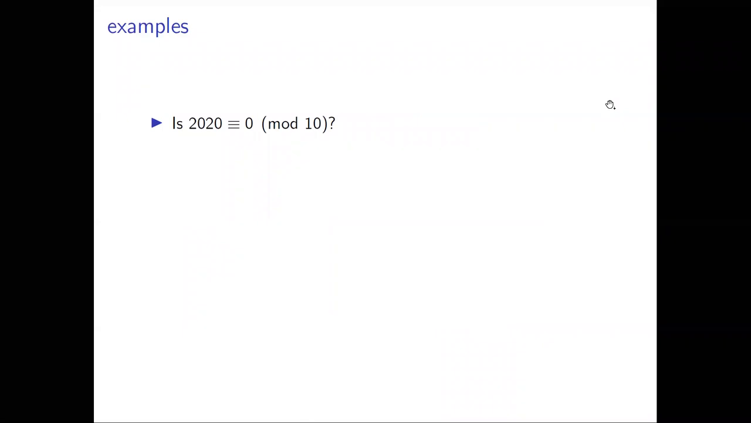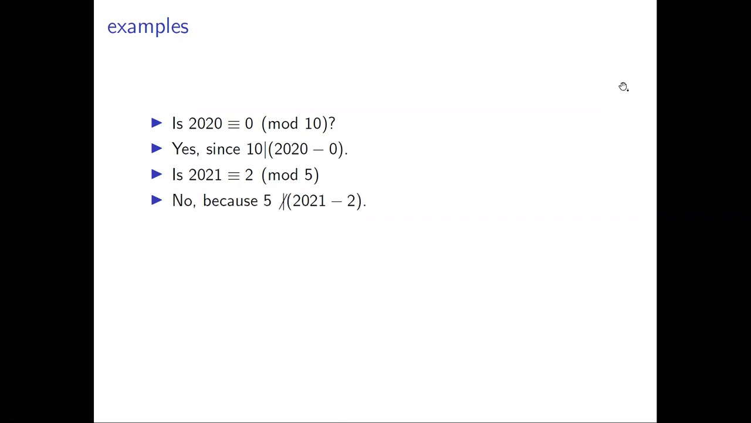So here are a few examples. We can ask, is 2020 congruent to 0 mod 10? In order to determine whether that's true, we can see by the definition, does 10 divide the difference of those two? And yes, it does. 10 divides 2020 minus 0, which is 2020, because 2020 equals 202 times 10. So 10 divides 2020. We can also ask, is 2021 congruent to 2 mod 5? And to test that, we can see, does 5 divide 2021 minus 2? And it does not.